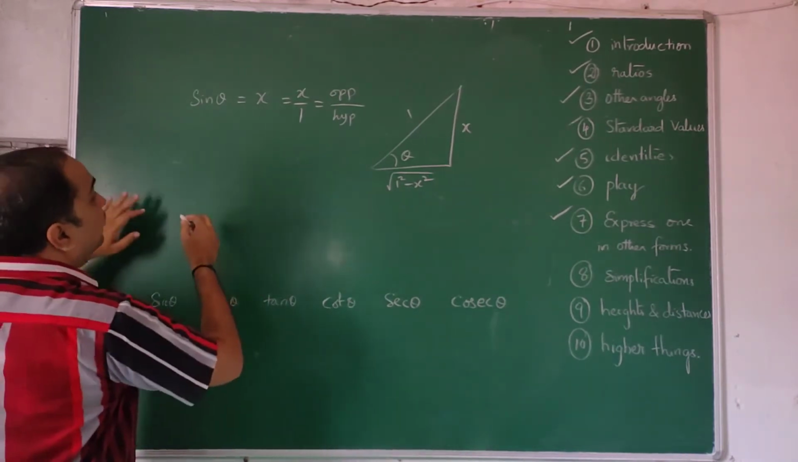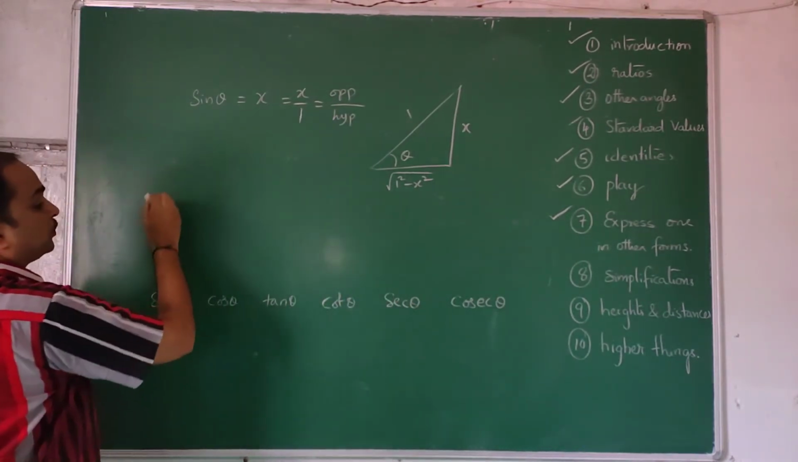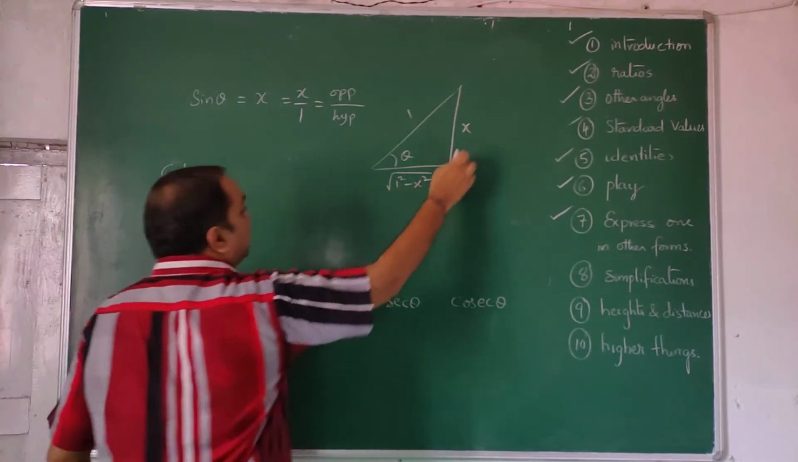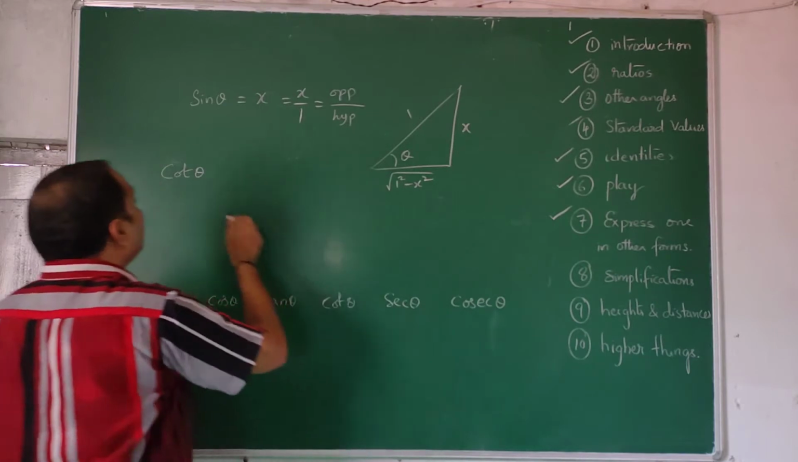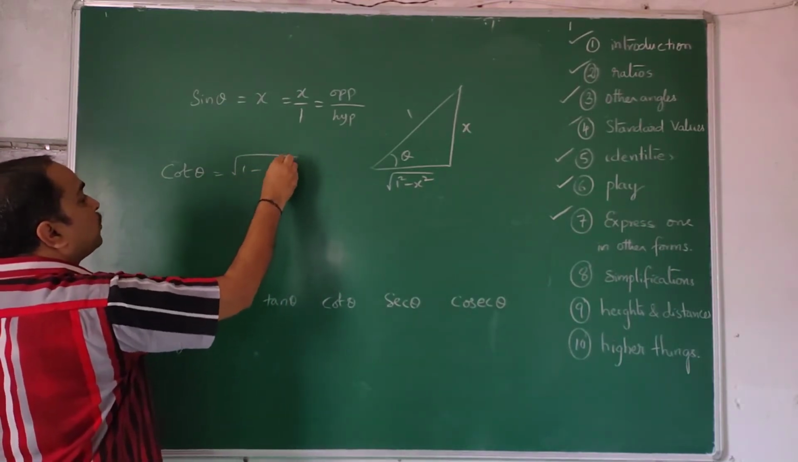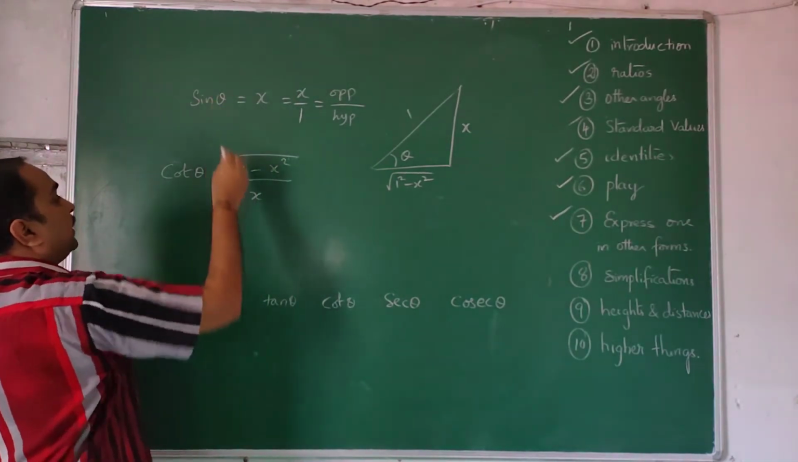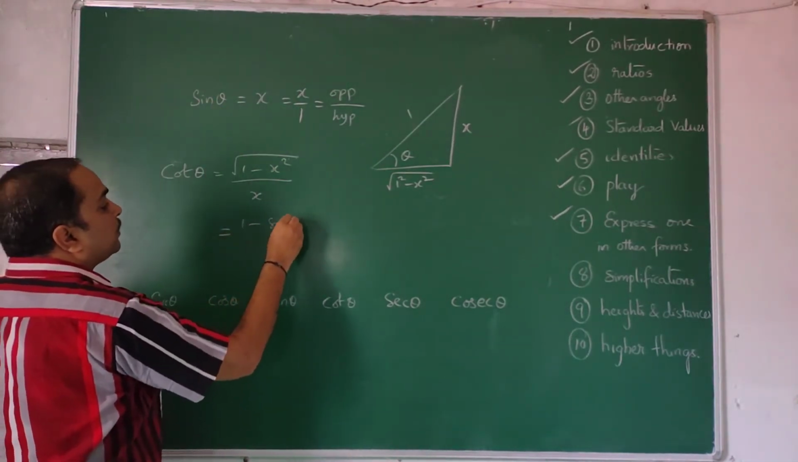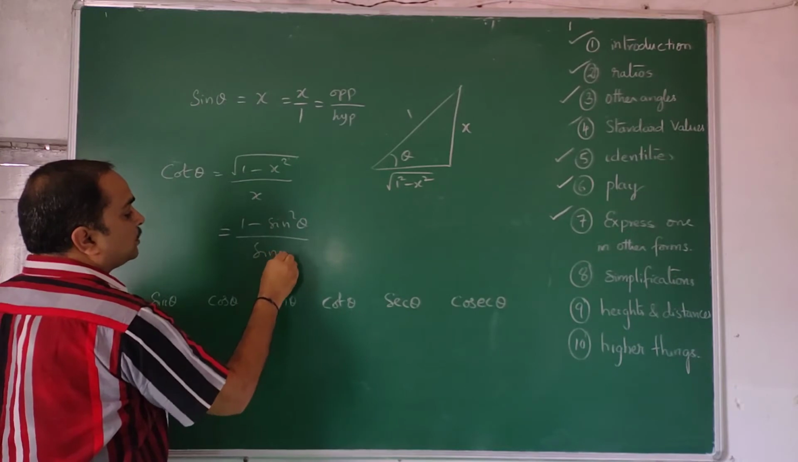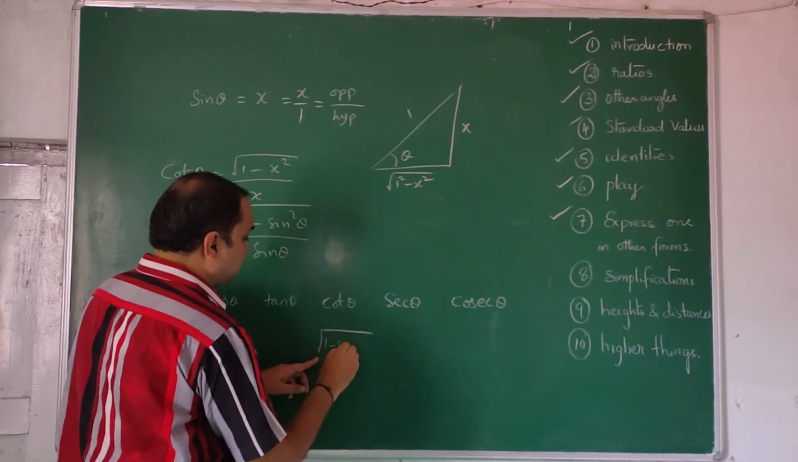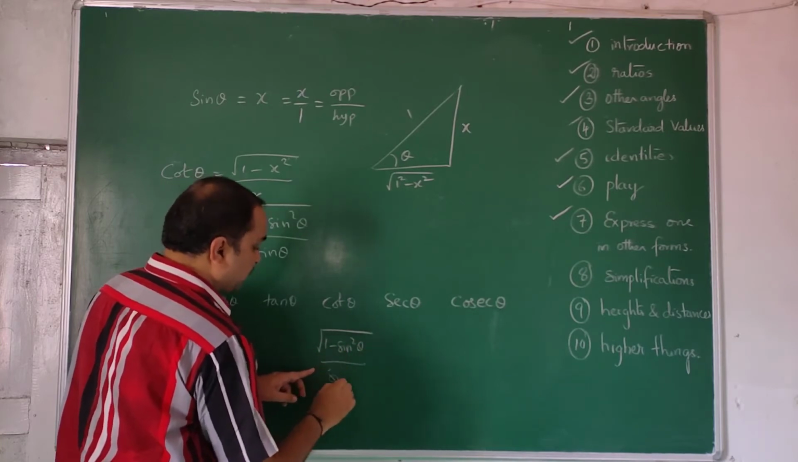Okay, one thing we'll do: say cosec theta. What else can you do? Cot theta you can take. Cot theta is this by this. This by this is tan. This by this is cot. Under root of 1 minus x square by x. What is x? x is sin theta. So 1 minus sin square theta under root by sin theta. So cot theta can be expressed as under root of 1 minus sin square theta by sin theta.